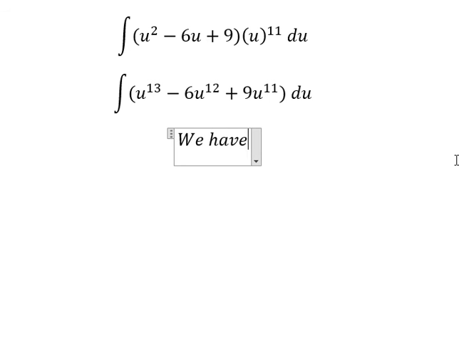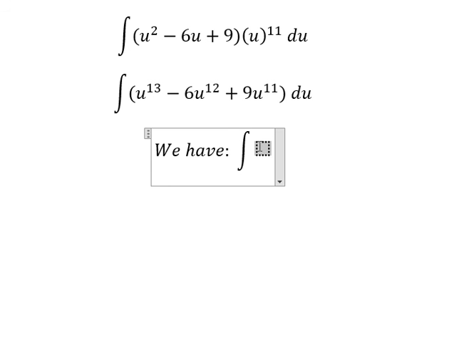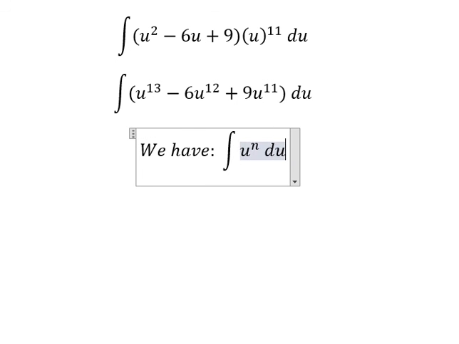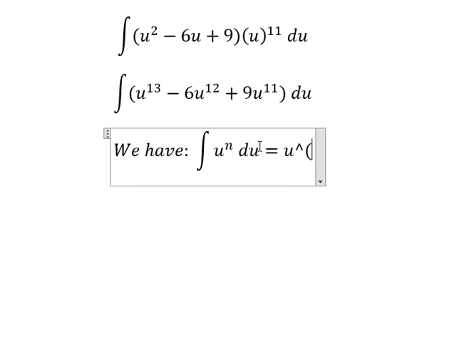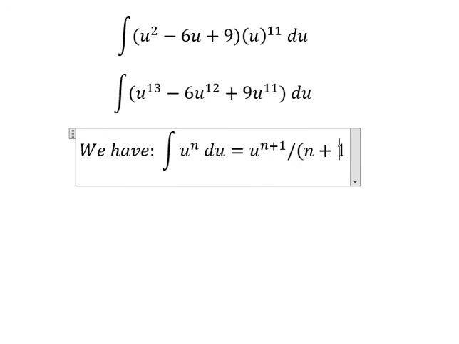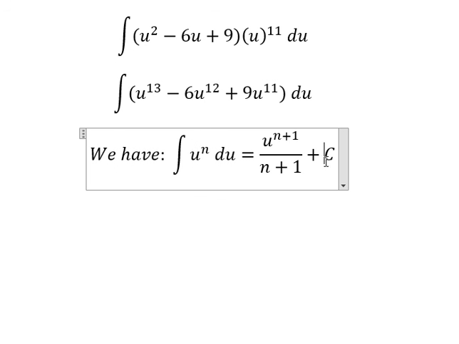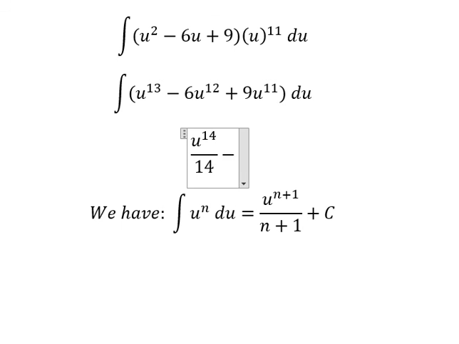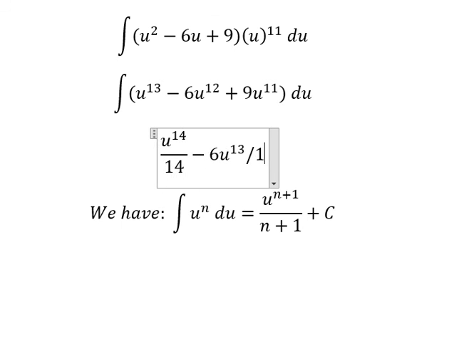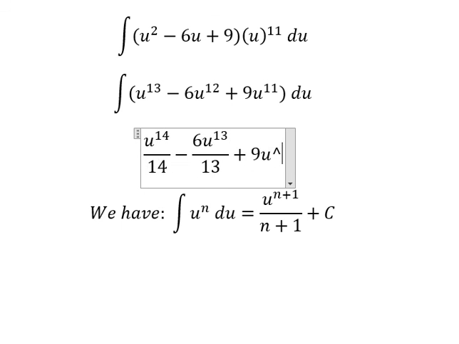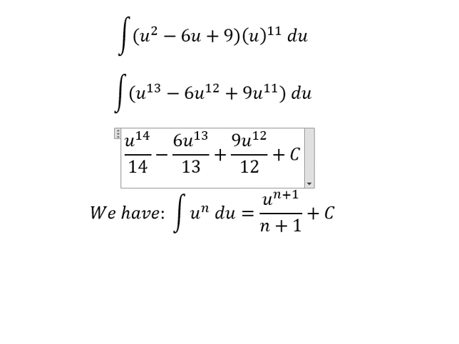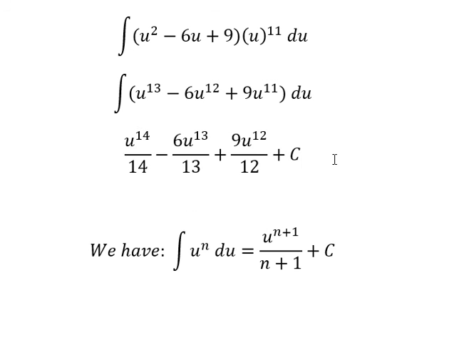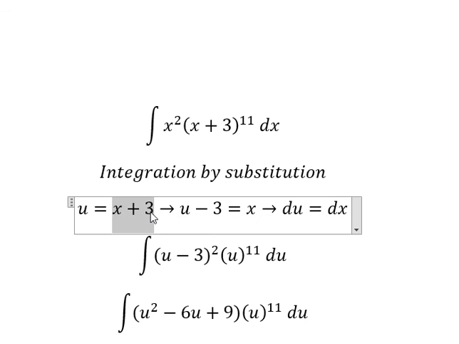We can apply the formula in here. We have u to the power of n plus 1 over n plus 1, and we put capital C, that is the constant. So if we apply it in here, we will have 14, 13, and 12. So about u, that is this one.